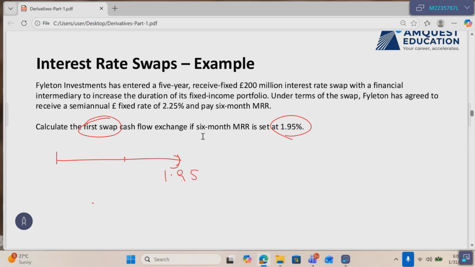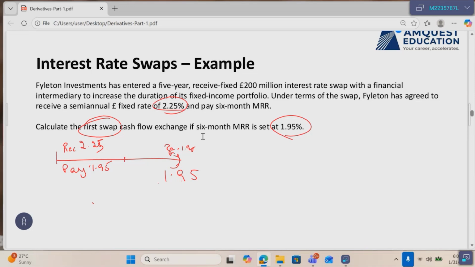And how much are you trying to do? You're saying I want to receive 2.25, and I'll pay. So you are going to receive 2.25, and you're going to pay how much? 6 months MRR, 1.95. Correct? Okay. So obviously this guy will receive 1.95, right? He'll receive based on that, and he'll pay the other amount.